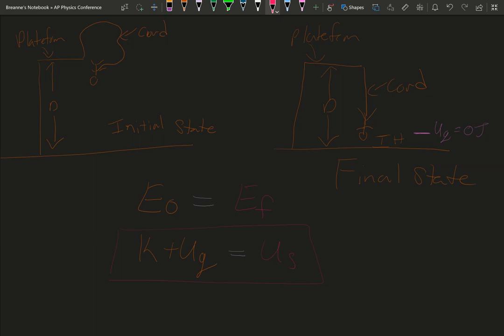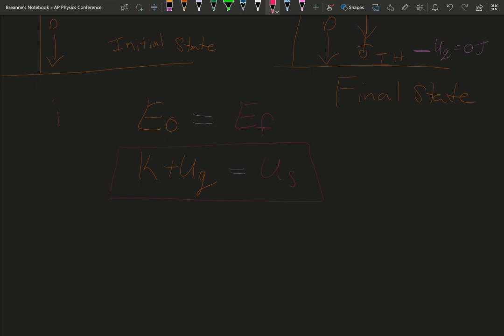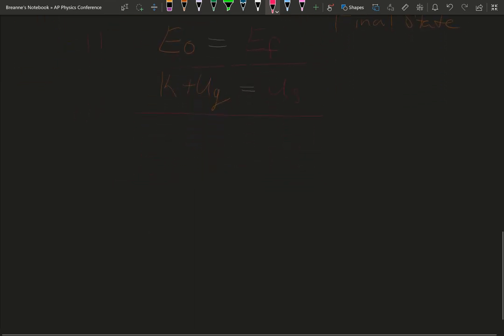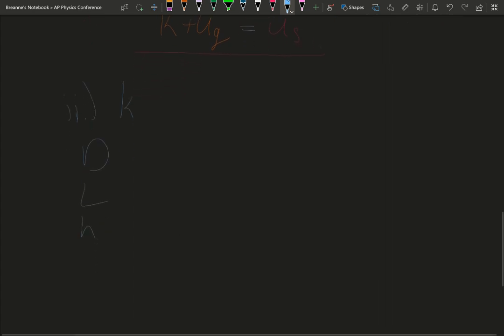Part 2 says derive an expression for the spring constant of the cord in terms of D, L, H, V naught, M, and any physical constants. So this was for part I. So now let's do this for part II. And it's saying that we're looking for our spring constant. So remember that's little k. And we want it in terms of D, L, H, V naught, M, and any physical constant. So that'd be like g.